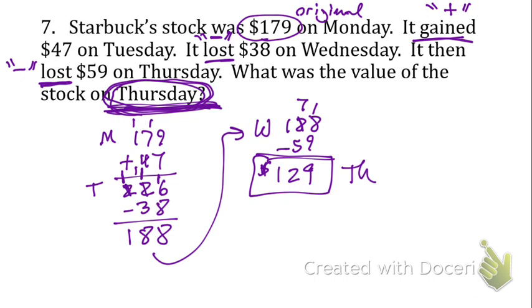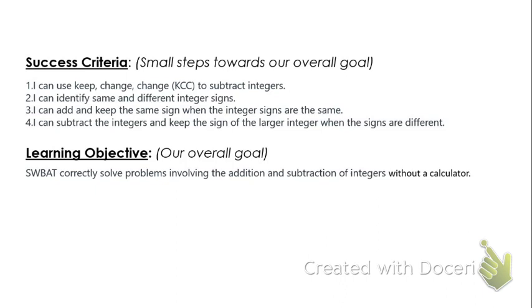All right. So now hopefully you feel like you can use keep, change to subtract integers so that we're making all these addition problems. I can identify same and different integer signs. I can add and keep the same sign when integer signs are the same. I can subtract integers and keep the sign of the larger integer when signs are different. And then hopefully now we feel like we can add or subtract integers no matter what, just problems or story problems. We're ready to go for our test.